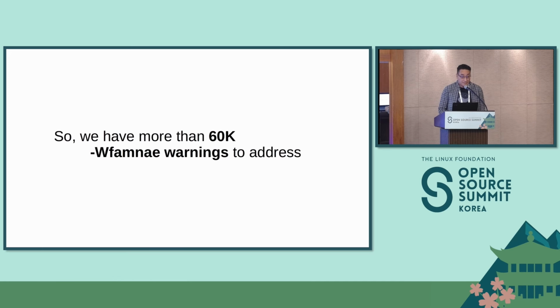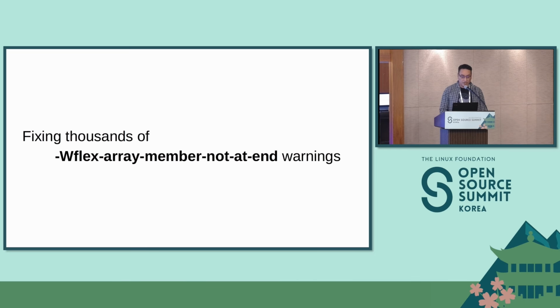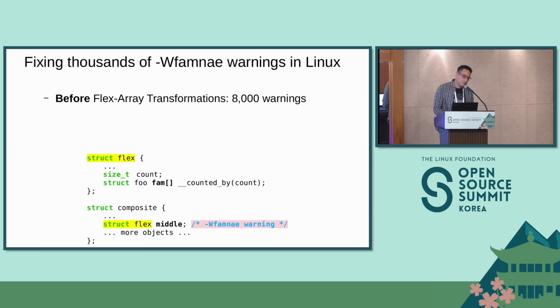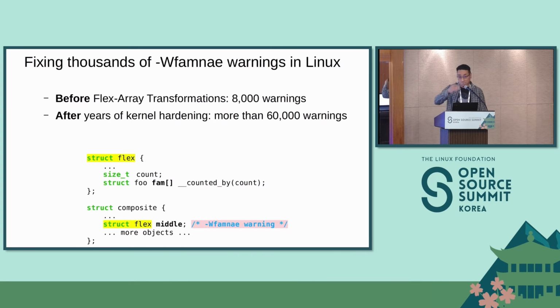So the first time that I built the kernel with this compiler option enabled, I ran into 60,000 of these warnings. However, I was curious and I wanted to see how many of these issues we had before starting the world of flexible array transformations, the work that I was talking about yesterday. So it turns out that we had 8,000 of these warnings, right? And now, after 6 years of hard work hardening the Linux kernel, we have a lot more, right?